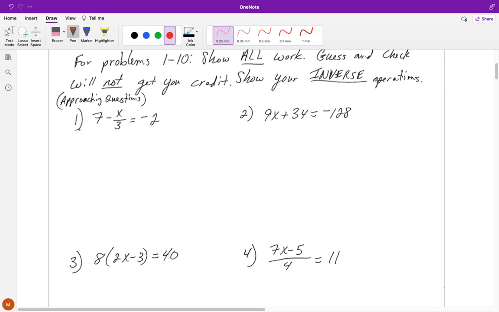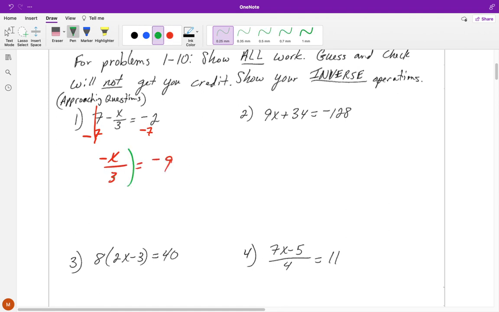All right. So for this first one, I see that this is a positive 7. So this is being added. We can rewrite this if we wanted to as negative x over 3 plus 7. I could rearrange them if I wanted to because addition and subtraction can go in any order. So this is a positive 7. So then to move it to the other side and to zero it out on this side, I need to subtract 7. So it becomes negative x over 3 is equal to negative 9.